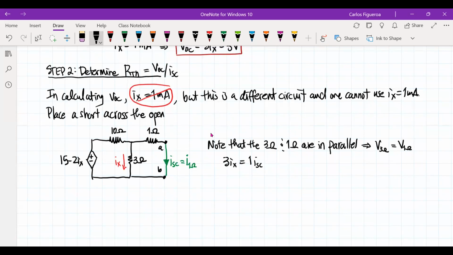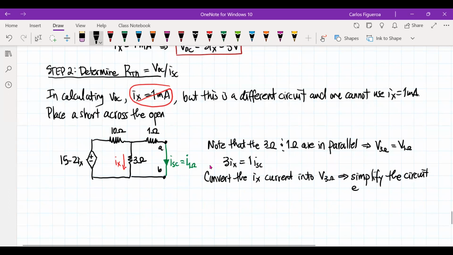So what I'm going to do here is convert the Ix current into V3 ohm voltage, which allows me to simplify the circuit even more. So if I do that, here's what I'm going to get.